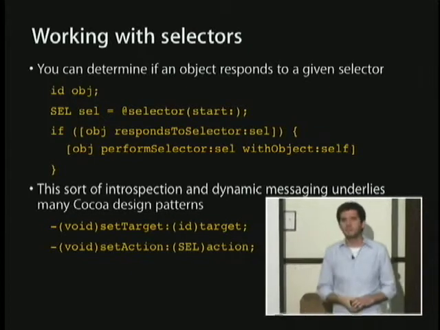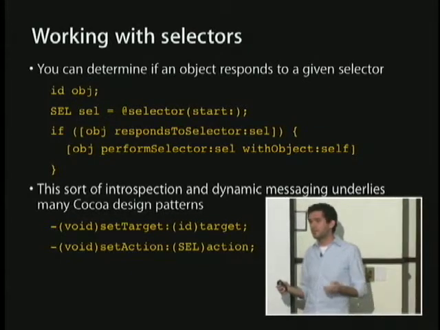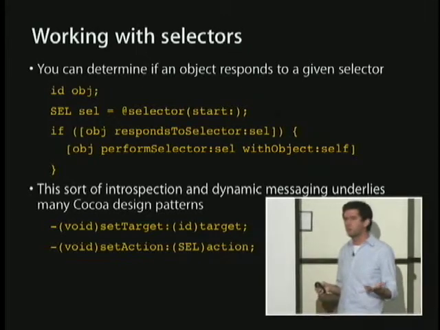So now we've got some object. We don't know what type it is, but we don't want to just call this selector on it because we don't know whether it implements it.